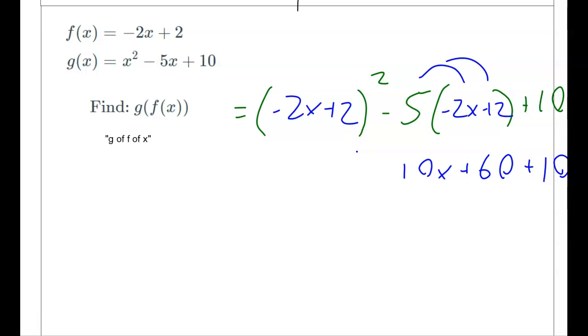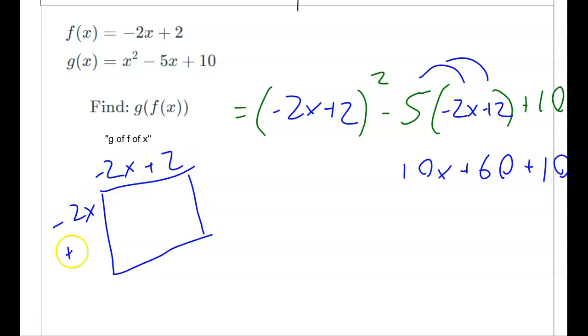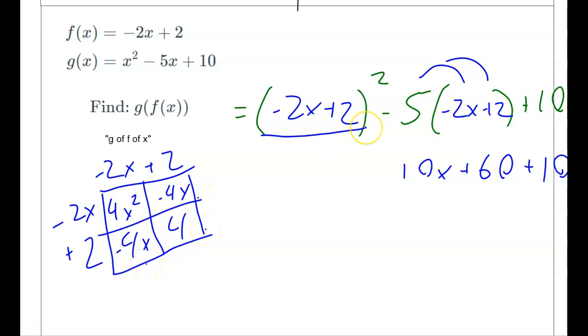And then we want to work on this. And remember, this is not this. That's an illegal move. What we need to do is square it. Squaring means multiply it by itself. Some of you can do this in your head, but if you can't, use a Punnett square: negative 2x times negative 2x, 2 times negative 2x, 2 times negative 2x, and 2 times 2. That is equivalent to negative 2x plus 2 squared. So I substitute that in: 4x squared minus 8x, plus 4, plus 10x.